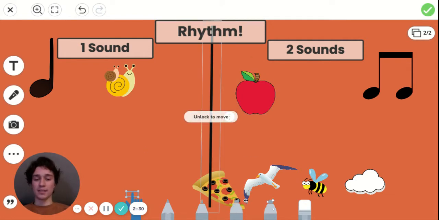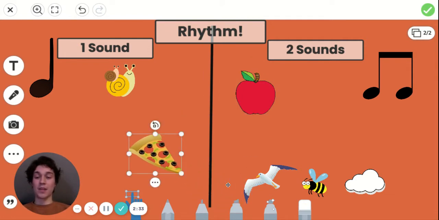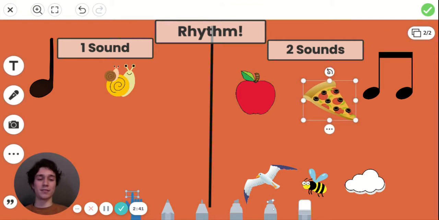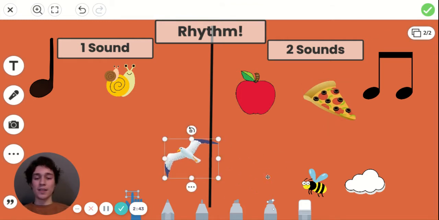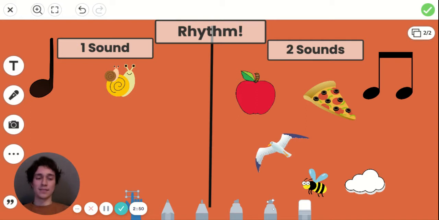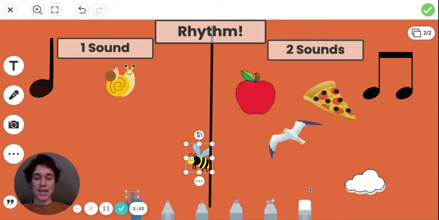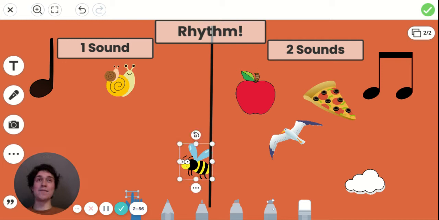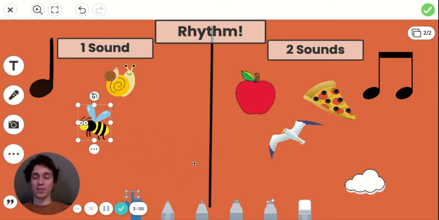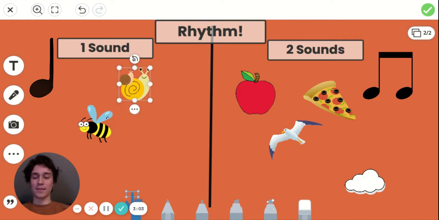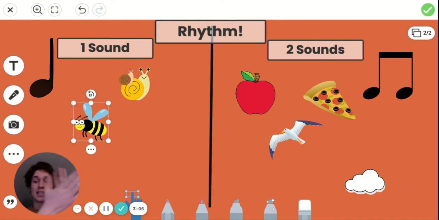Now we have pizza. How many sounds does pizza have? Let's see. Clap it out. Pizza. Two sounds. So that would be a ti-ti sound. Eighth note sound. We have a seagull. How many does that have? Let's see. Seagull. Two sounds. So that would be ti-ti. Over here. We have a bee. How many sounds does bee have? Clap it out. Bee. One sound. Let's put it over here with the snails. So these are tas. Bee, ta.